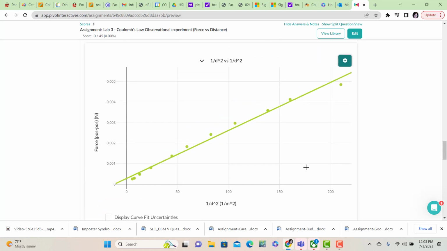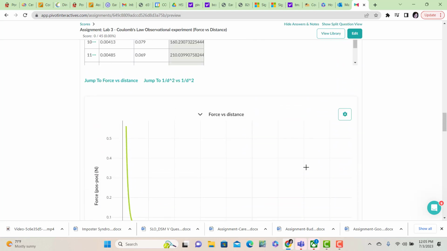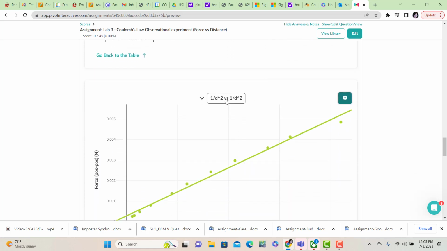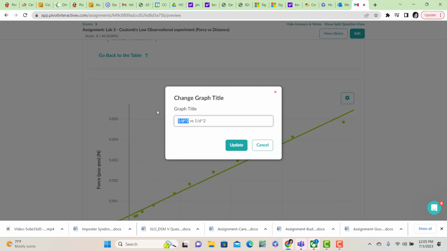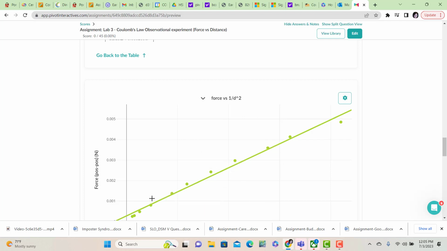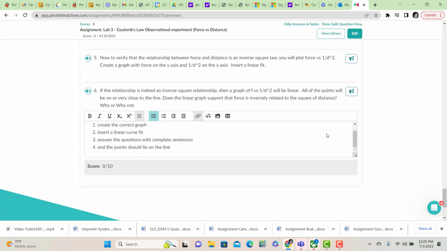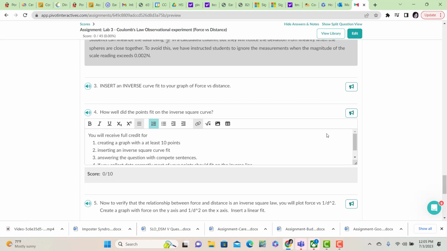I'm going to look for two different graphs. I'm going to look for the inverse square graph. It should be titled force versus distance. And I'm going to look at the force versus 1 over d squared graph. And it should be a line and it should be linear. So for both of these, you need to insert the proper curve fit and then utilize this information to verify that the electrostatic force of repulsion between those two positively charged objects is indeed inversely related to the distance between them squared.